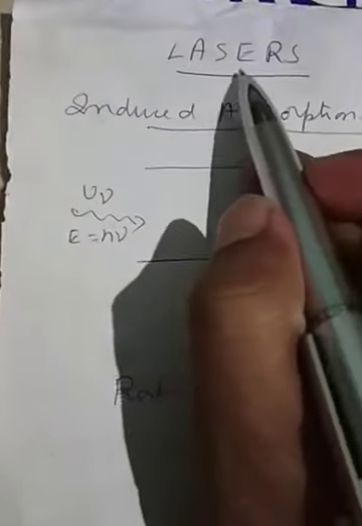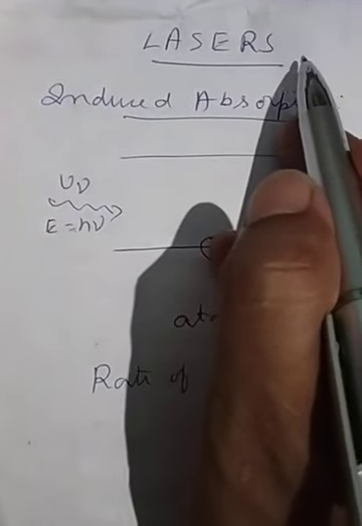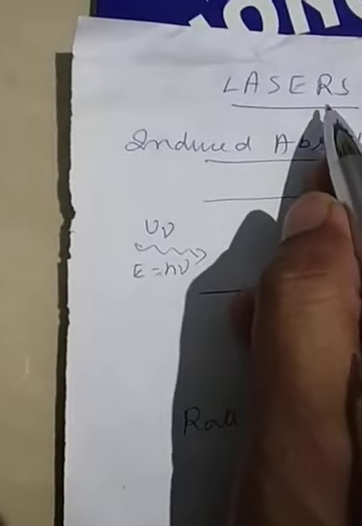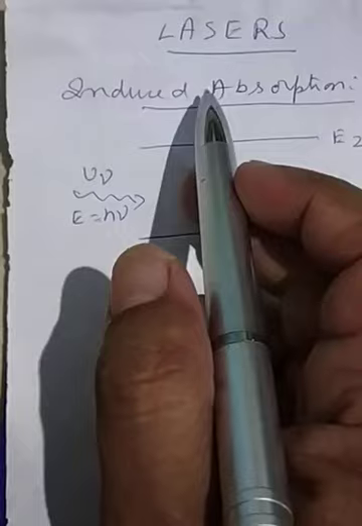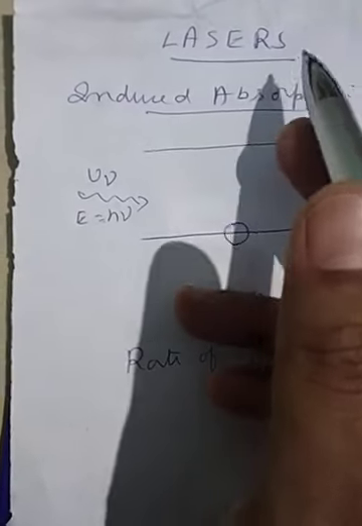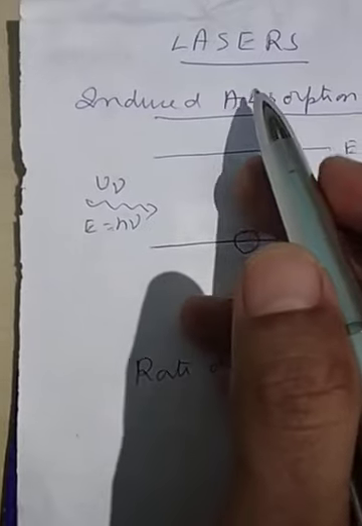Yes, laser is light amplification by stimulated emission of radiation. So what is a laser? It's monochromatic, coherent and focused light, and it's a highly intense beam of light. So how is laser produced is the main principle that we will discuss here.